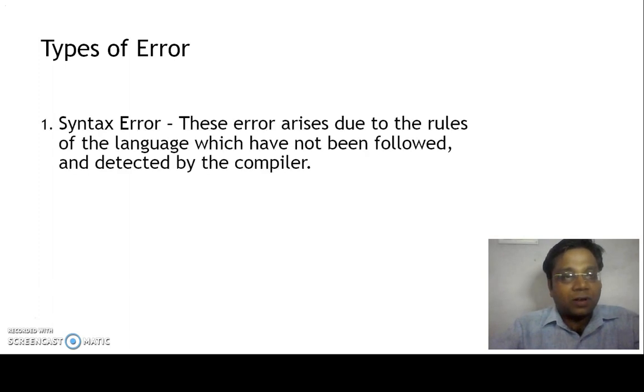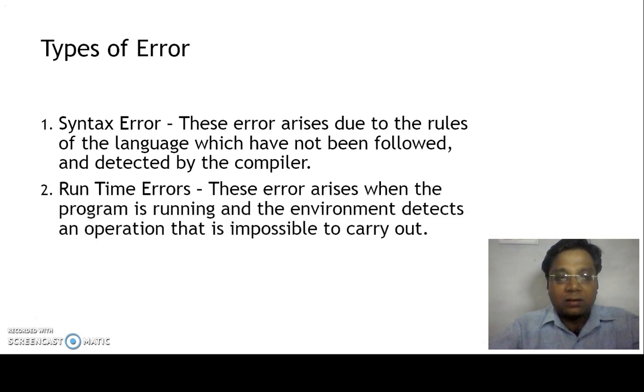There are three types of error. The first one is called syntax error. Syntax errors are those errors which arise because the rules of the language have not been followed, and they are detected by the compiler. The runtime error, the second type of error, arises when the program is running and the environment detects an operation that is impossible to carry out.